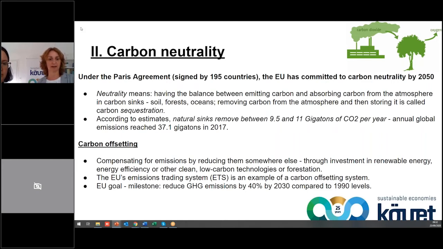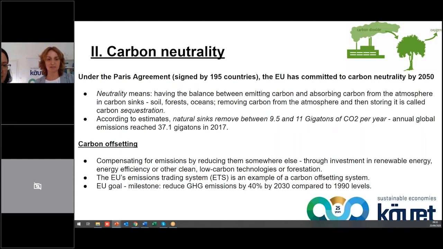Neutrality means having a balance between emitting carbon and absorbing carbon from the atmosphere in carbon sinks like soil, forest, oceans, or wetlands, and removing carbon from the atmosphere and then storing it, which is called sequestration, carbon storage. So if you have a balance between these two, then it means that you are carbon neutral. It's a neutral company, a continent, or a country, whatever.